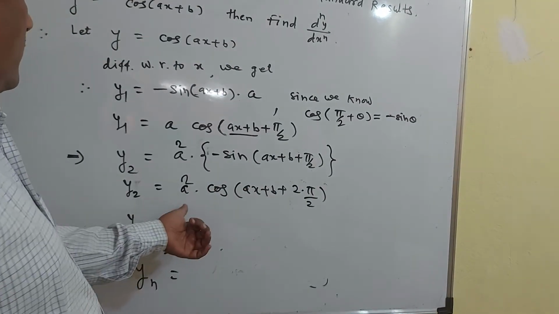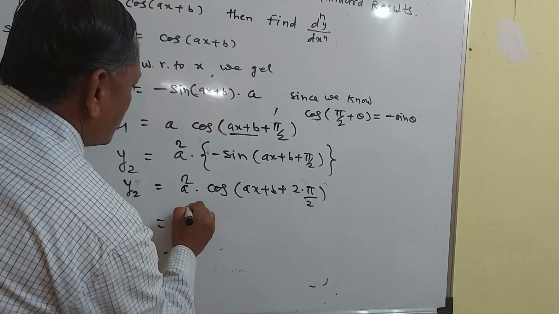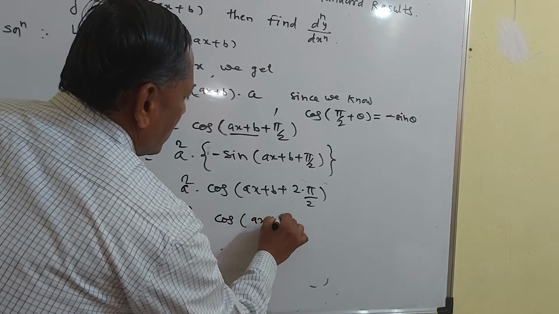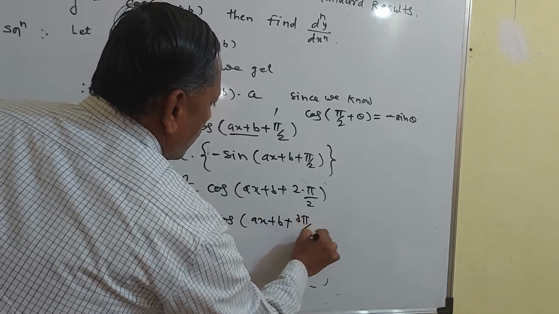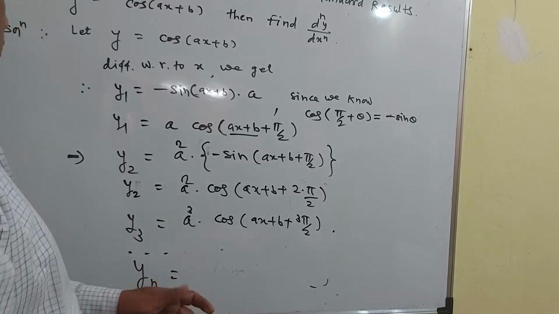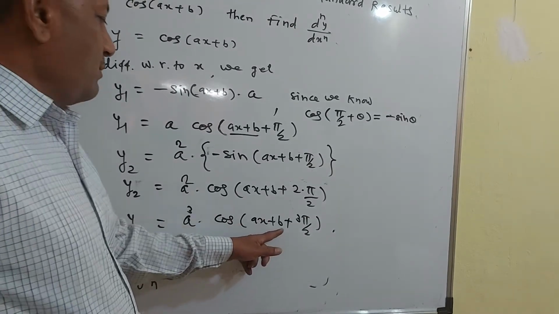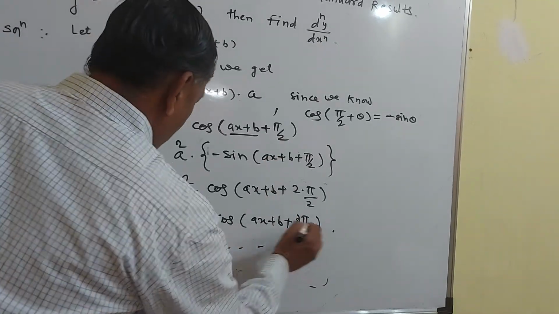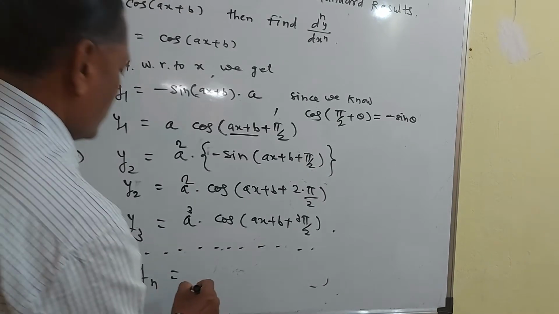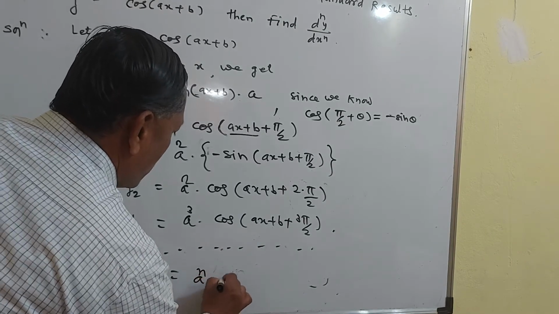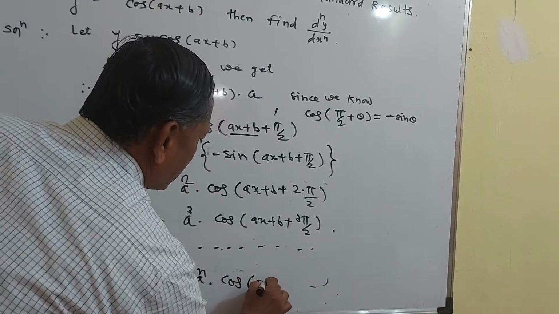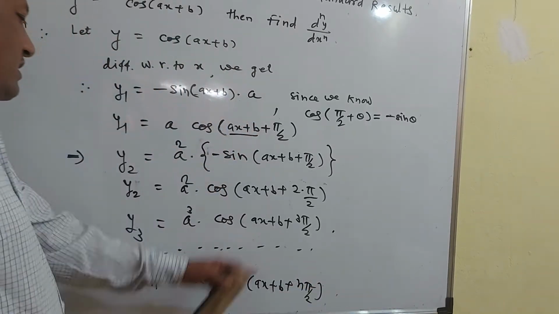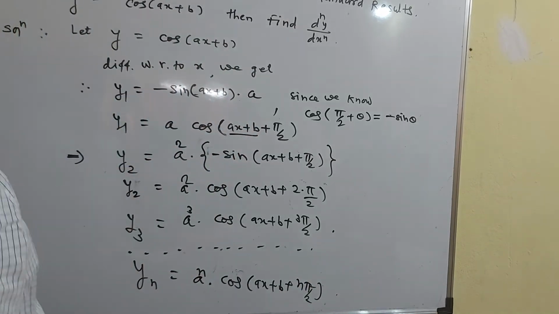Similarly, third derivative is a raised to 3 into cos of ax plus b plus 3 pi by 2. Similarly, fourth derivative is a raised to 4 cos of ax plus b plus 4 pi by 2. And continuing this way, you get nth derivative is a raised to n into cos of ax plus b plus n pi by 2. So this is the nth derivative of cos of ax plus b.